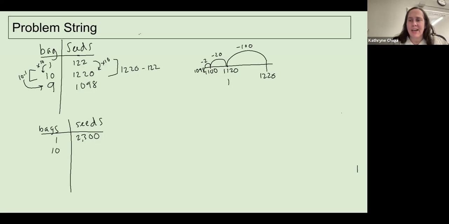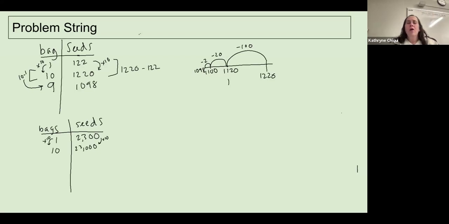All right, you guys can type those in the chat. All right, you see 23,000 seeds. So one bag would have 2,300 seeds, 10 bags, which is 10 times as many, would have 23,000.